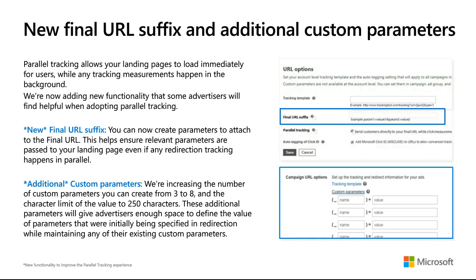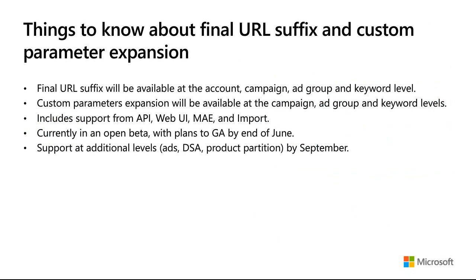A few things to know about final URL suffix and custom parameter expansion. The final URL suffix will be available at the account, campaign, ad group, and keyword levels to start, and the custom parameter expansion will be available at the campaign, ad group, and keyword levels. This will include support from the API, web UI, MAE, and import. Currently, we are in an open beta for these features, but we plan to GA them by the end of June. In addition, we will support additional levels such as ads, DSA, and product partition by September. And now I pass it on to Nava to speak about promise metrics.